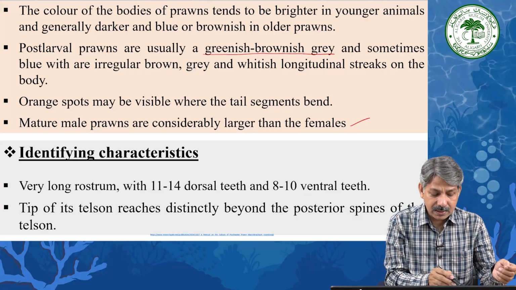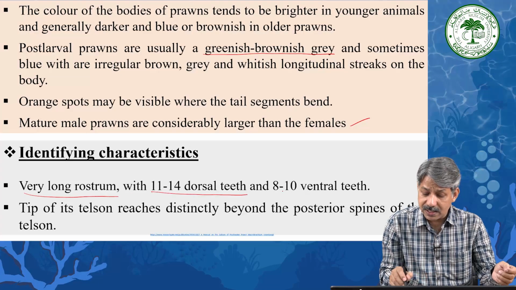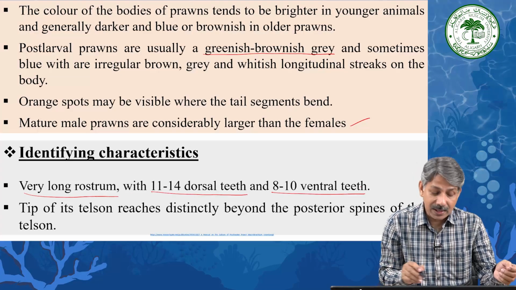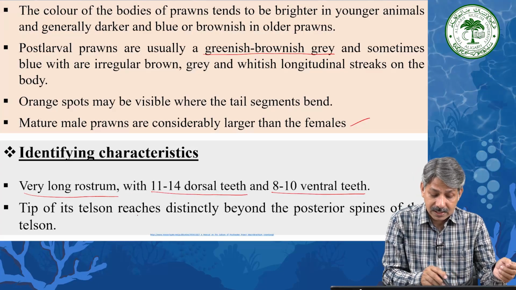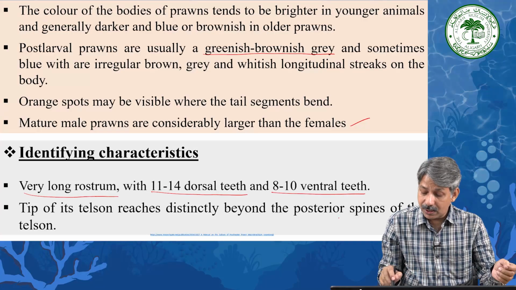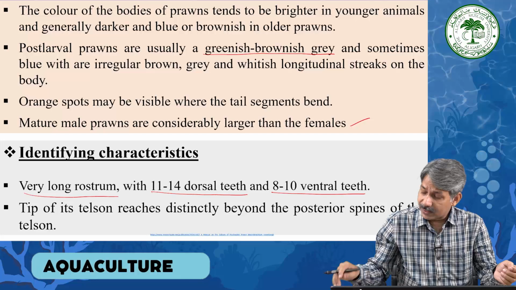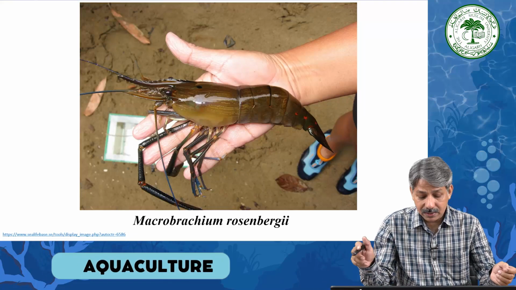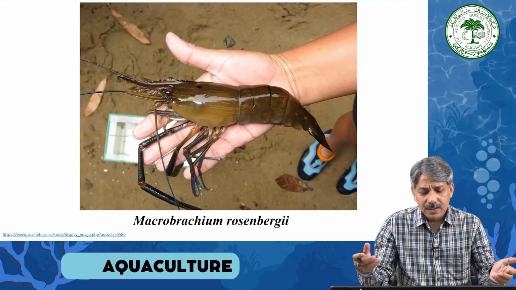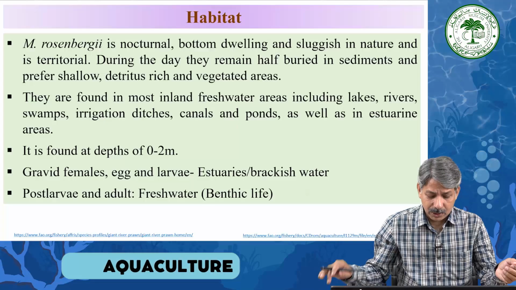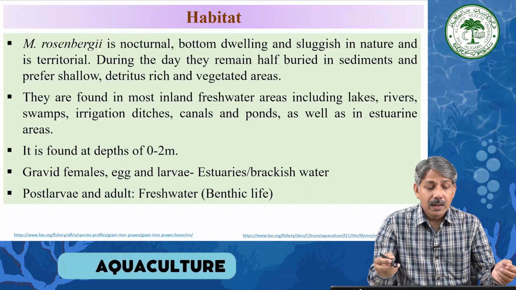Identifying characteristics: very long rostrum with 11 to 14 dorsal teeth and 8 to 10 ventral teeth. Tip of its telson reaches distinctly beyond the posterior spine of the telson. So these are some of the identifying features and characteristics. Again, a photograph of Macrobrachium rosenbergii is shown.